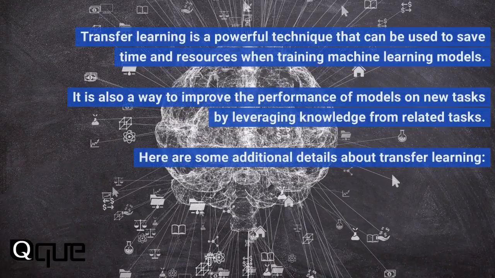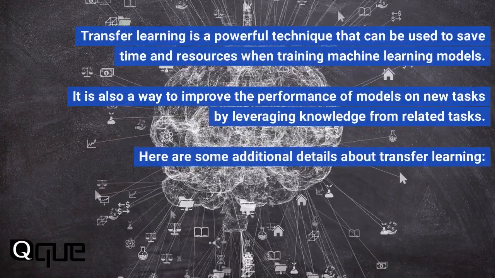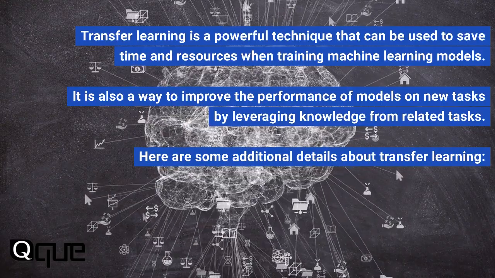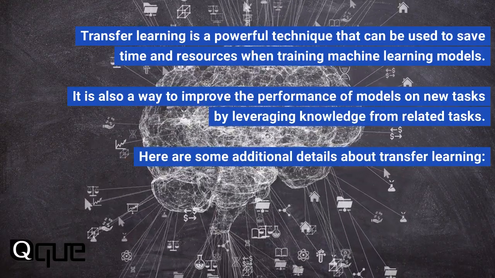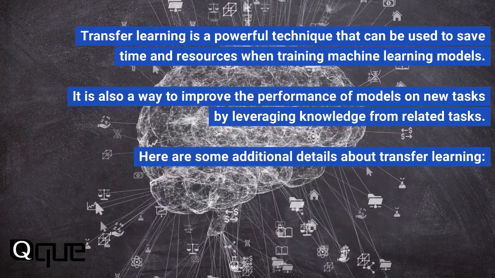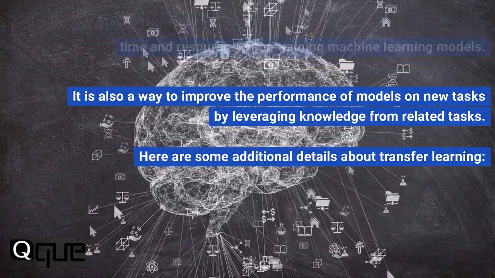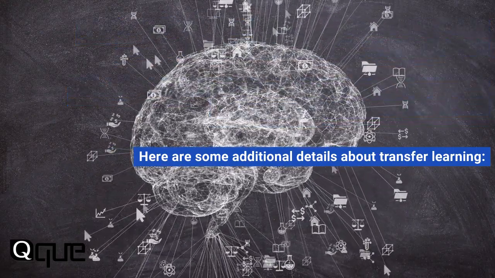Transfer learning is a powerful technique that can be used to save time and resources when training machine learning models. It is also a way to improve the performance of models on new tasks by leveraging knowledge from related tasks. Here are some additional details about transfer learning.